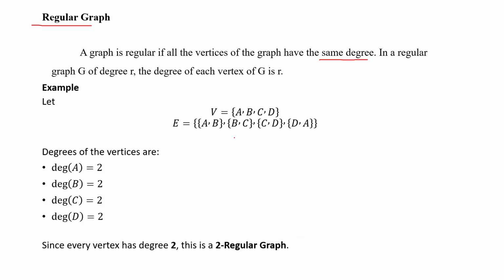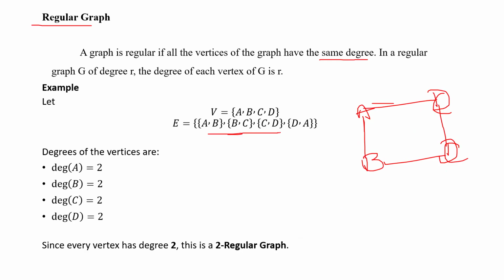For example, take the same diagram and write A, B, C, D. Depending on the edges they have given, we put the pairs: A B, B C, C D, D A. Depending on the edges, we can change this.